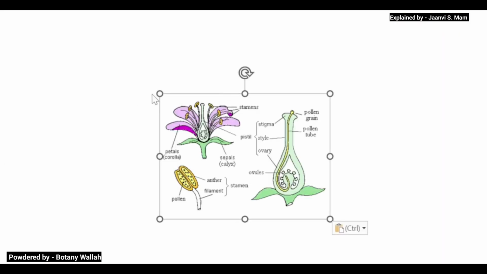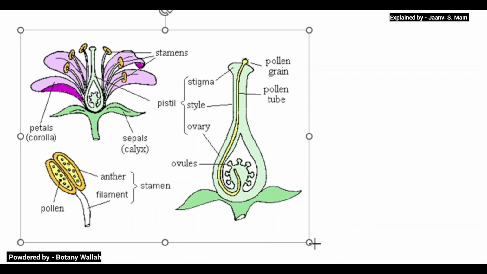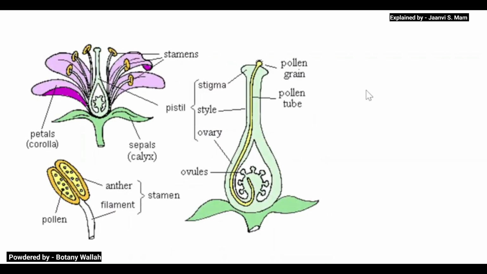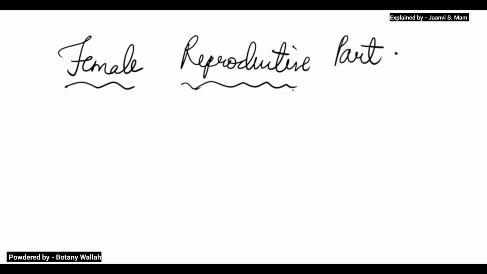Okay, I will put it here. See, if you can see a flower, if you can see the anther and everything. So the structure which we have to speak about now is the female reproductive part. The female reproductive part is known as gynoecium. Okay, it is known as gynoecium.